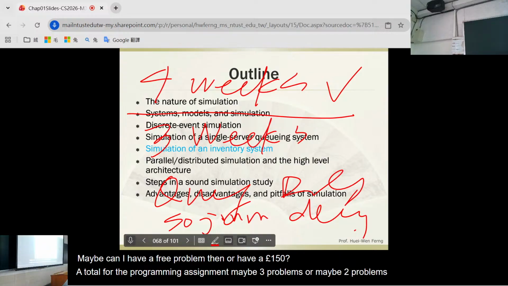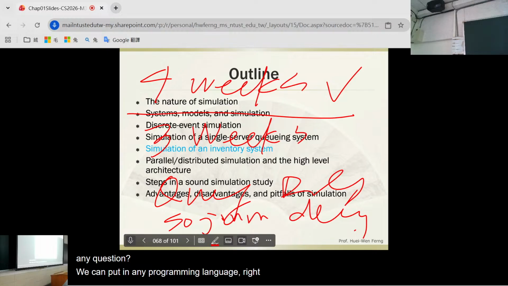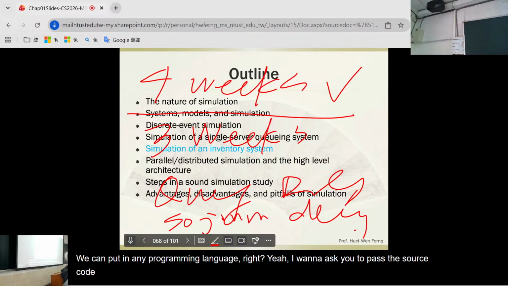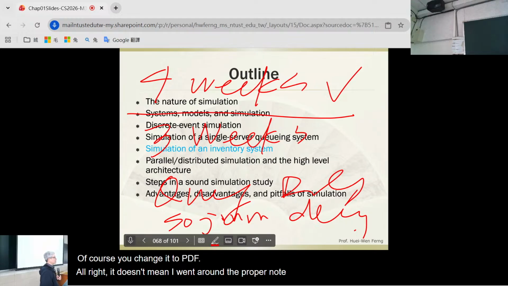Any question? We can do it in any programming language, right? Yes. But I will ask you to send the source code using email, and I will check quickly. So that's why I mentioned you can use any platform, no problem. Send the source code to me, and of course, change it to PDF. It doesn't mean I will run the program. I just want to check, and it's easier for me to check a PDF.